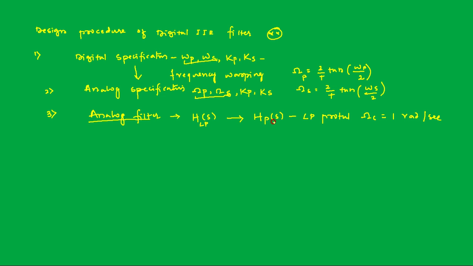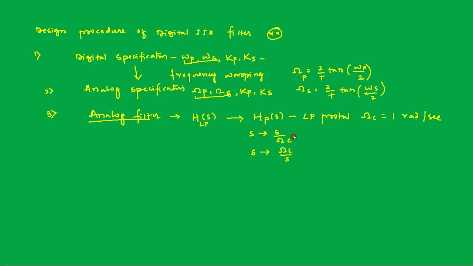So if you want to convert the low pass prototype into a low pass filter, what is the substitution? You have to replace s by what? Yes, s divided by omega c, right? Where omega c is the cutoff frequency. If you want to convert the low pass prototype into high pass, what is the substitution? S is equal to omega c divided by s.